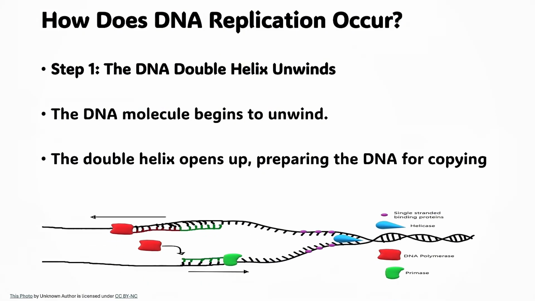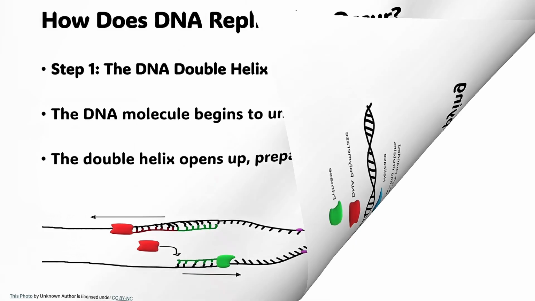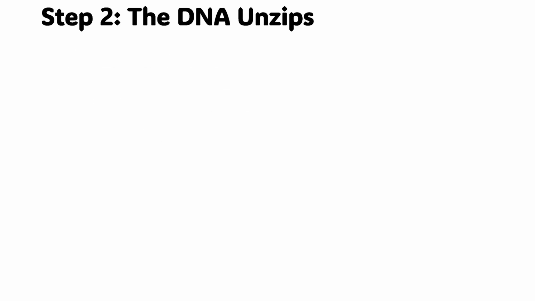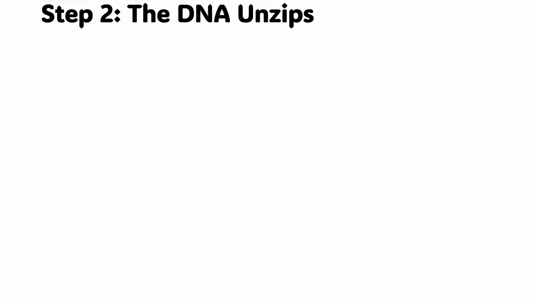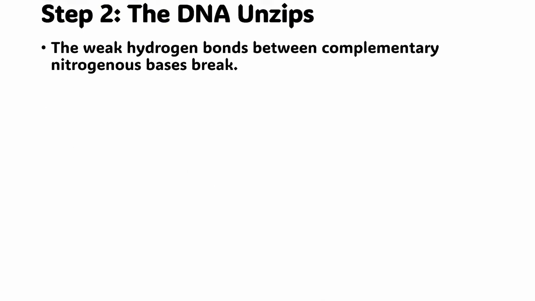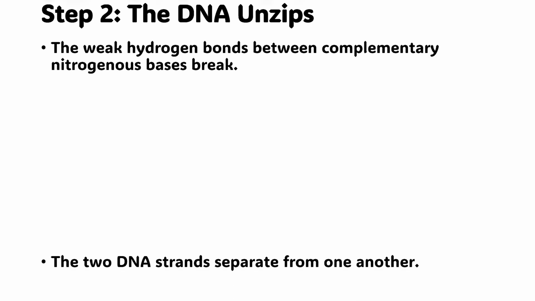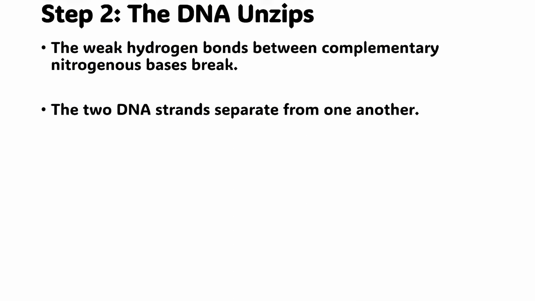Step 2. The DNA unzips. The weak hydrogen bonds between the complementary nitrogenous bases break. The two DNA strands separate from each other. Each original strand is now exposed.